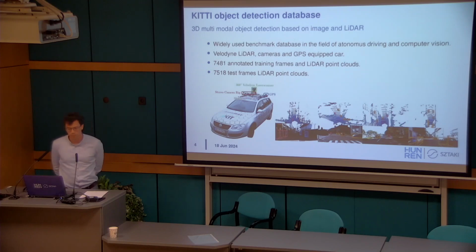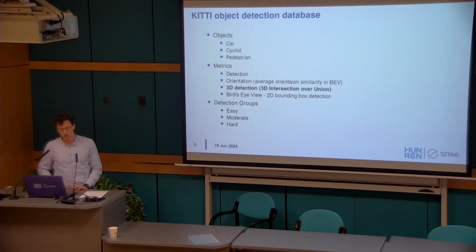Okay, so first of all, we created a test database. We used the KITTI object detection database, which is a car equipped with Velodyne LiDAR, cameras and GPS. Basically it's a multimodal database, but we're only using the LiDAR data to test different detection techniques. We looked up the KITTI benchmark and found out that PointPillars is still the best in terms of speed.